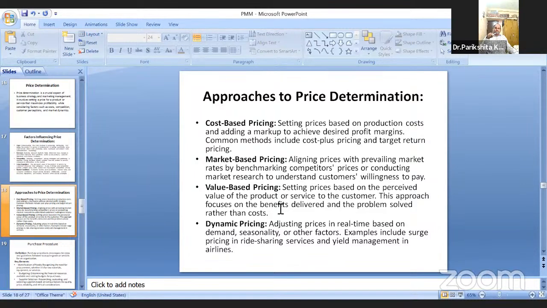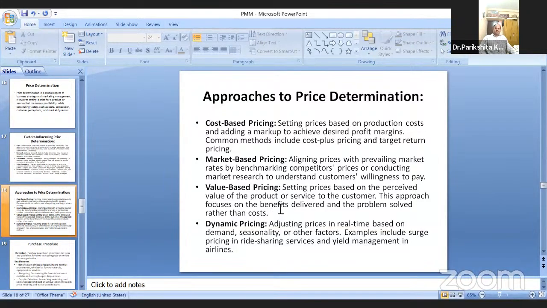Cost plus means you are taking a profit margin. Profit margins are there on the basis of the production cost. And also we are returning the profits. We are investing, then we are getting returns. That is called cost plus. If we talk about cost to cost, then we will not achieve the target and we will not get the profit.